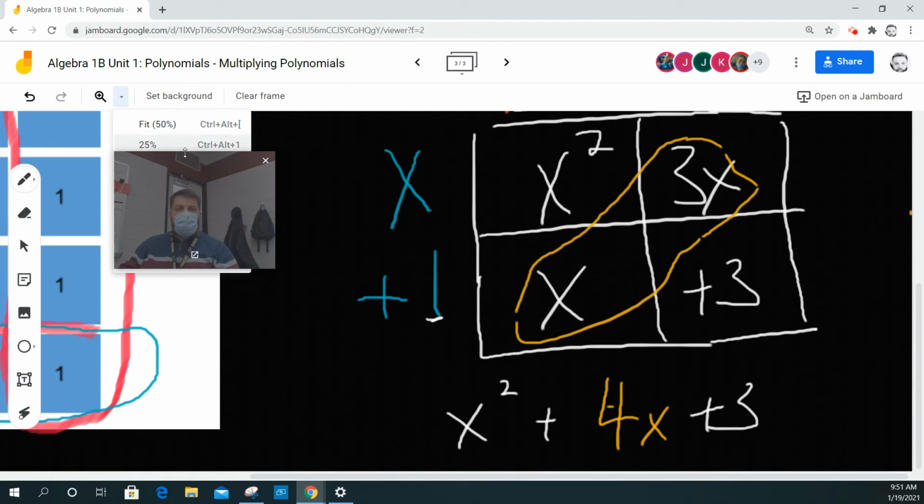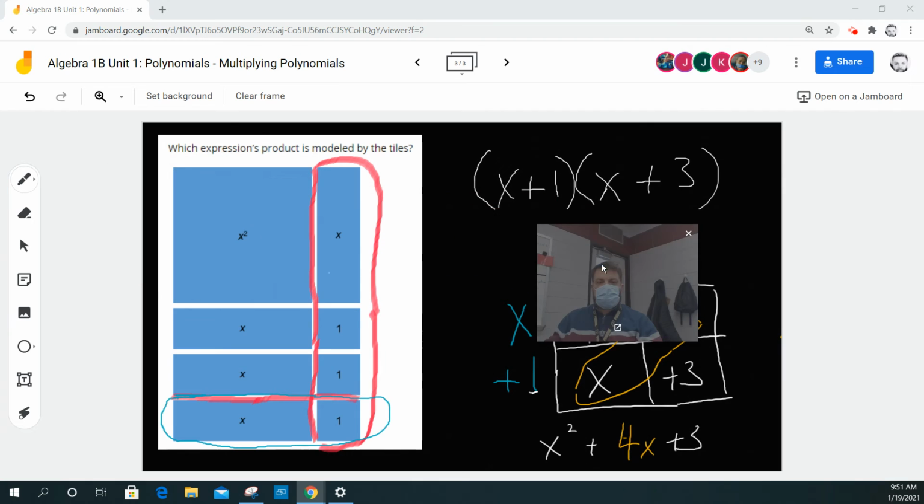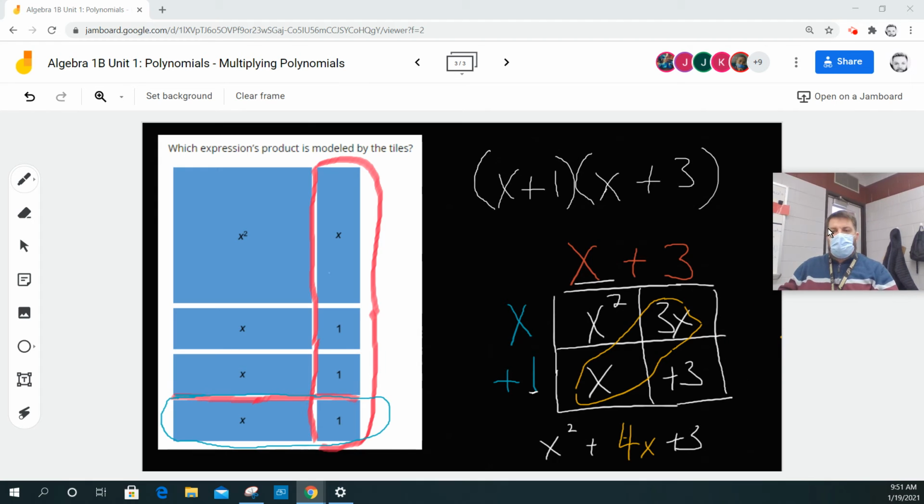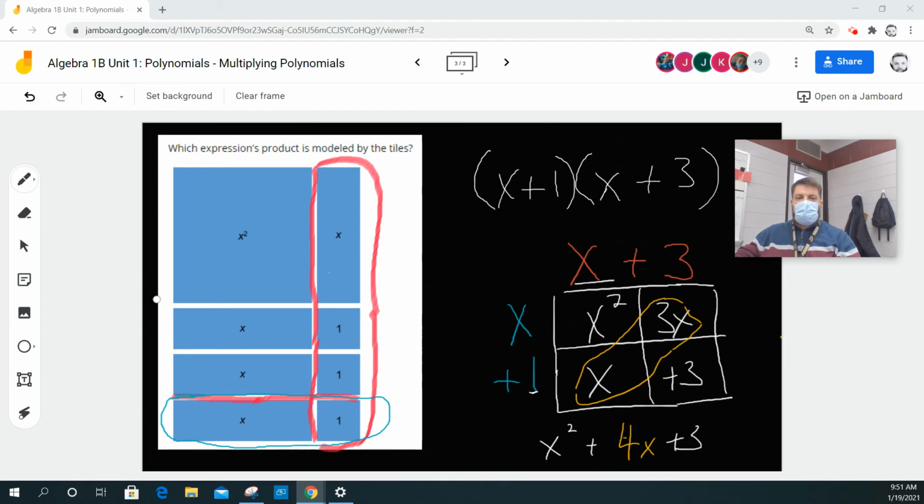So I'm going to zoom back out so you guys could see this grid. It's kind of hard to, you got to think about it a little bit. But let's go through the list. I have x squared, right? There's my x squared. How many x's do I have? 4, right? I should have 4. So I've got 1, 2, 3, 4. How many 1s do I have? 3, right? So I got 1, 2, 3.